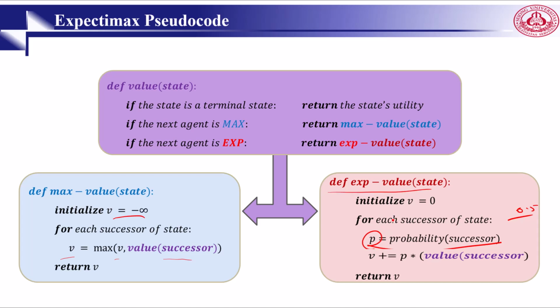For each child, we have the probability and we calculate the probability. Then here, we find the value V. How? By multiplying the probability by each value, as we did already.